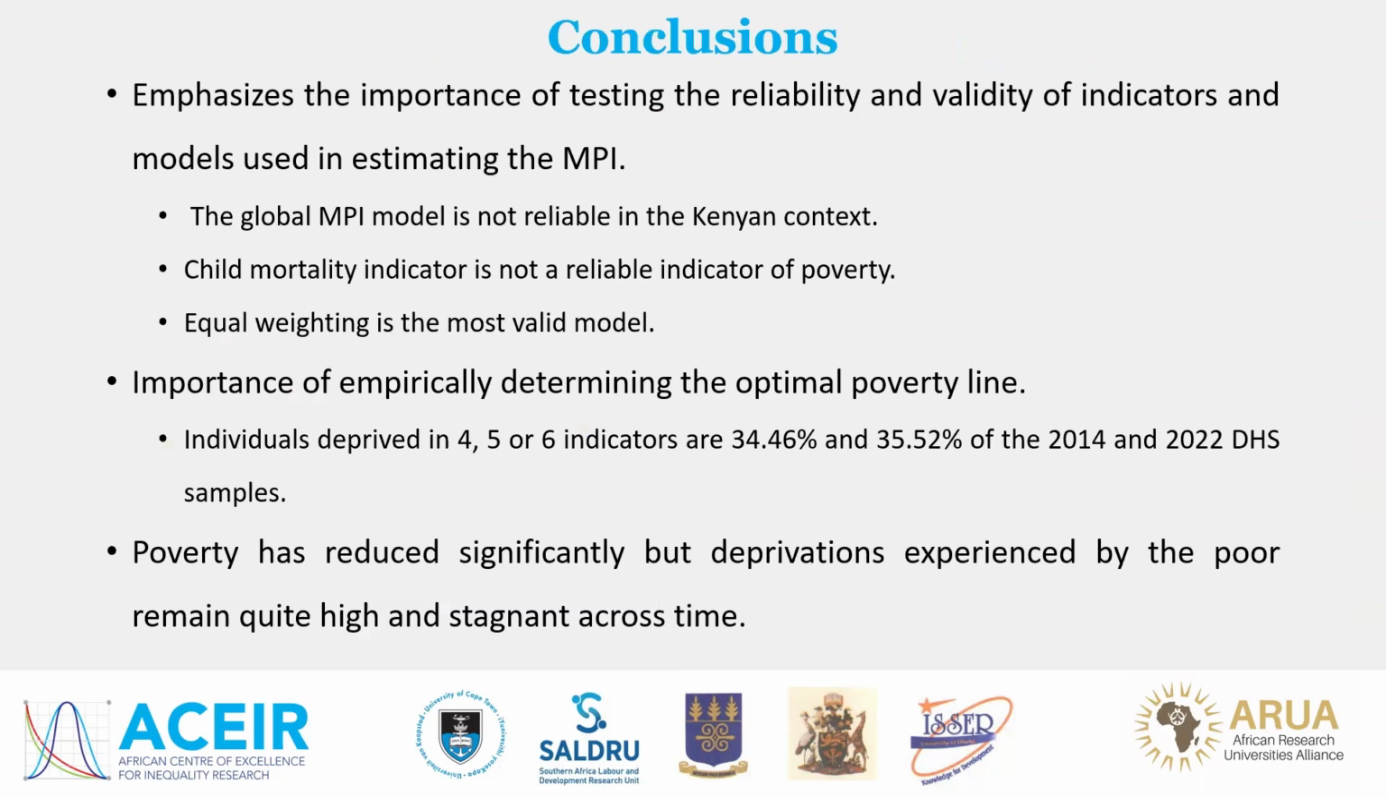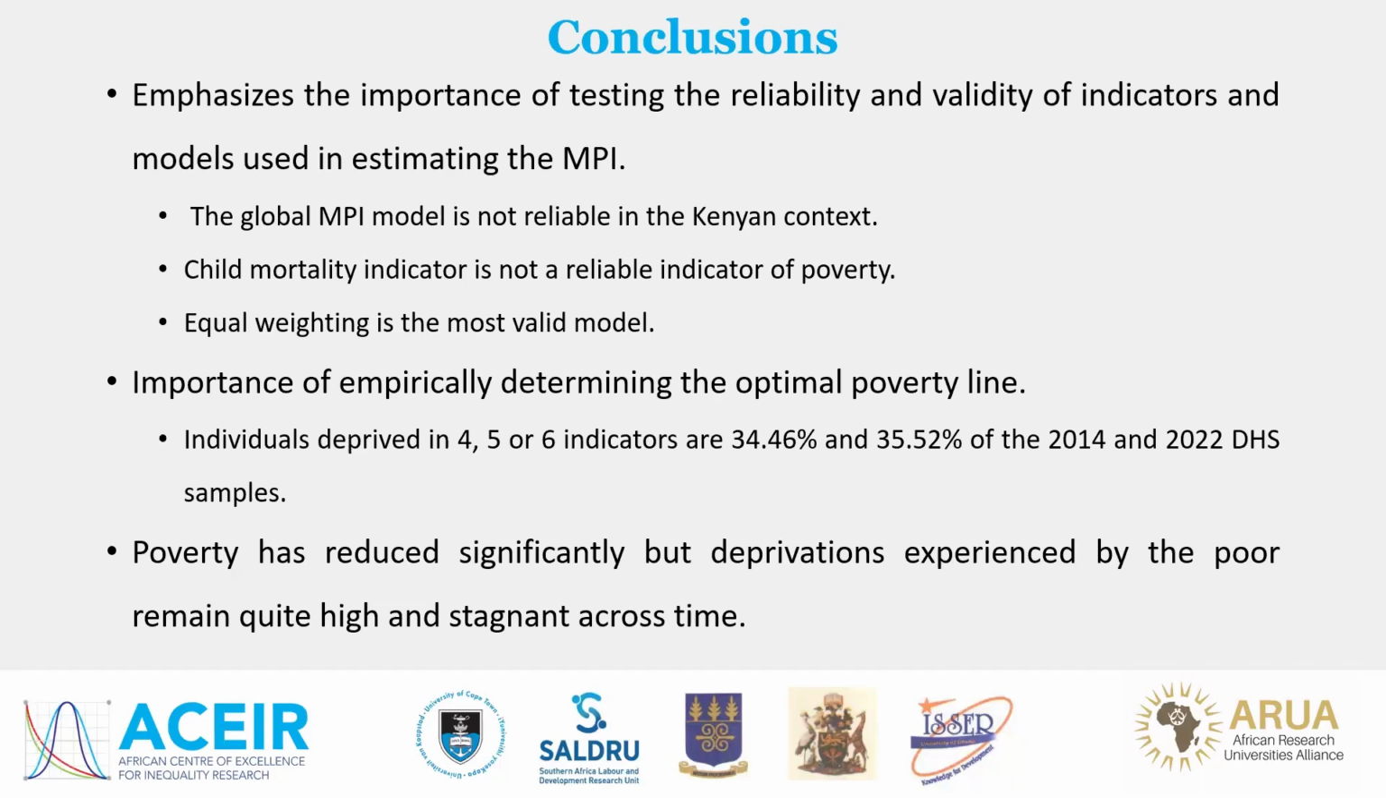So I've been speaking for a while, so what have I been saying? So one, the importance of actually looking at the reliability of the indicators used in poverty measurement. So we saw that the global MPI model on its own is not the most reliable. We added other indicators. And then we see that the child mortality indicator is not reliable, so we drop it. And then we have equal weighting as being the best model for the data sets that we have.